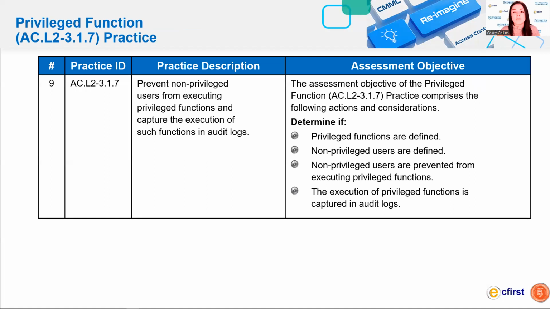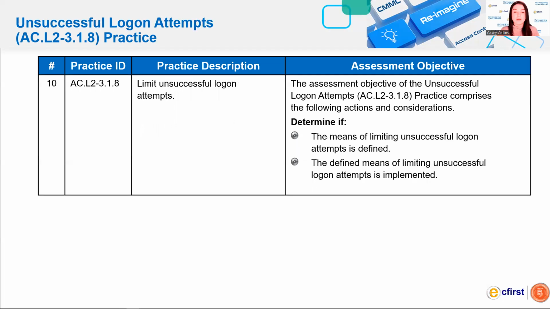Privileged function. Prevent non-privileged users from executing privileged functions and capture the execution of such functions in audit logs. So privileged functions are identified. The non-privileged users are defined. Non-privileged users are prevented from executing those privileged functions. And the execution of privileged functions is captured in audit logs. So you can always go back and find out who performed which function, why, when, etc.